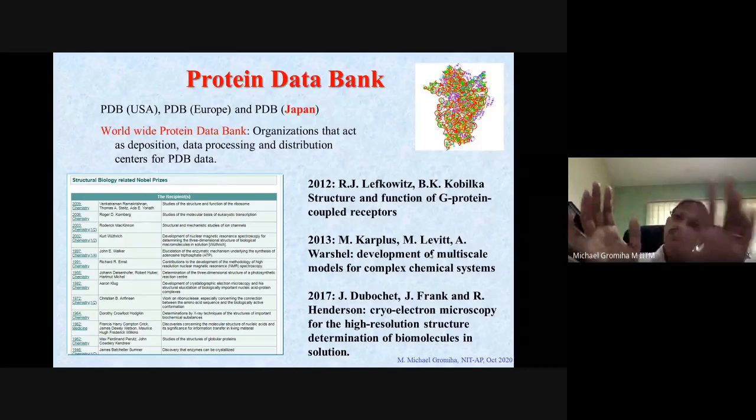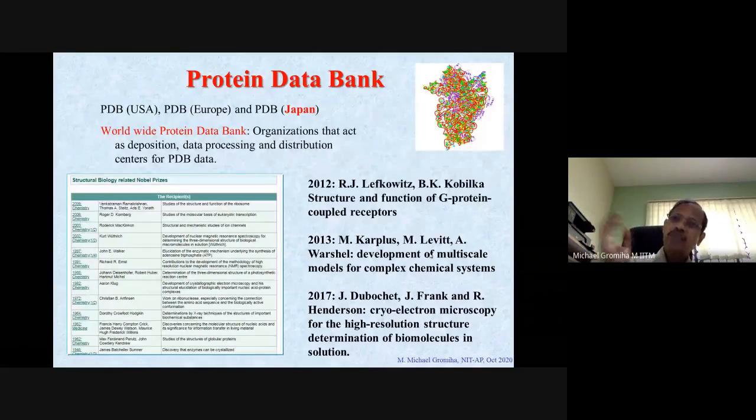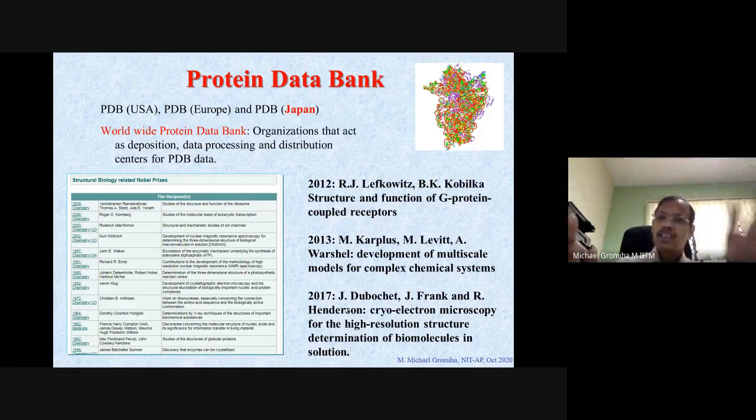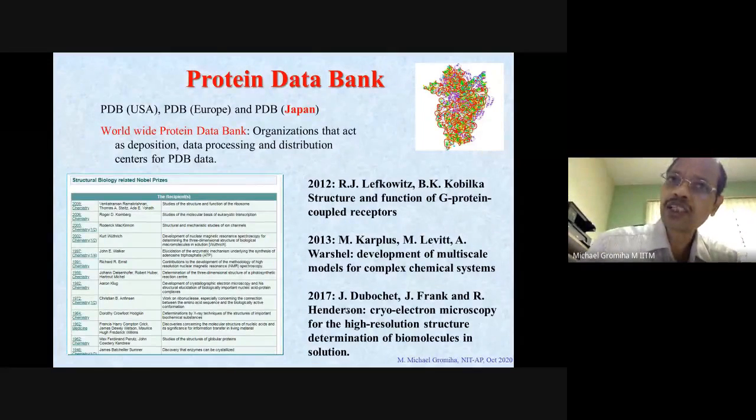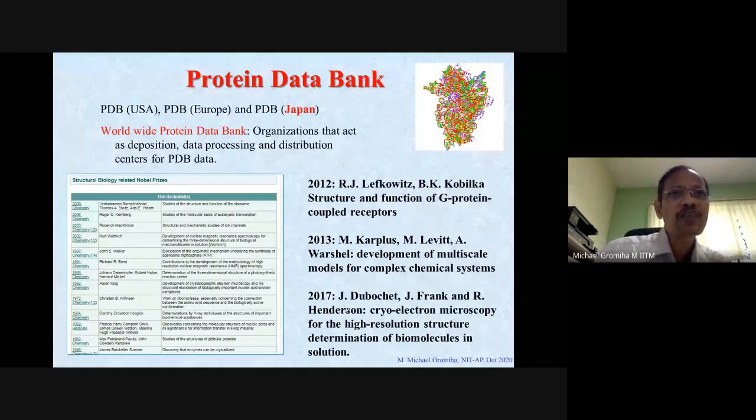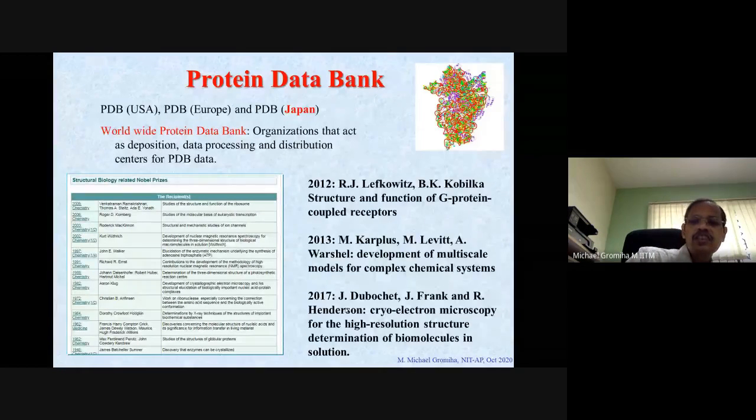Because all these structures are static, if you want to have the dynamical structures, you can use MD simulations. For the MD simulation models, they got the Nobel Prize in 2013. And in 2017, the cryo-electron microscopy they developed, to understand the high-resolution structures of biomolecules in solution, right? So they got the Nobel Prize in 2017. That means the structures are very important, and the technologies as well as the structures of the proteins, right? Have any unique structures, right? So these people got the Nobel Prize on various aspects.